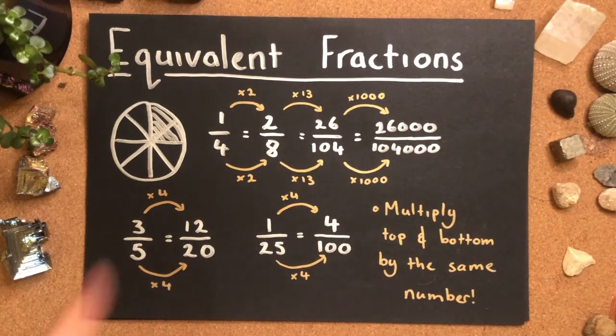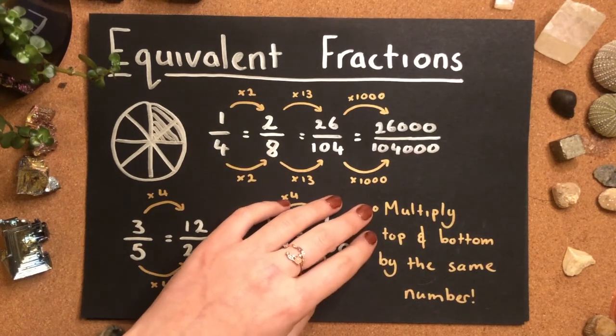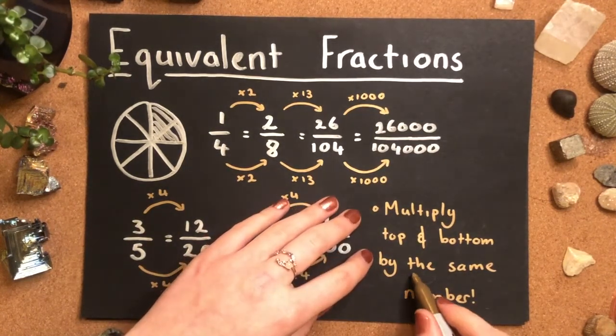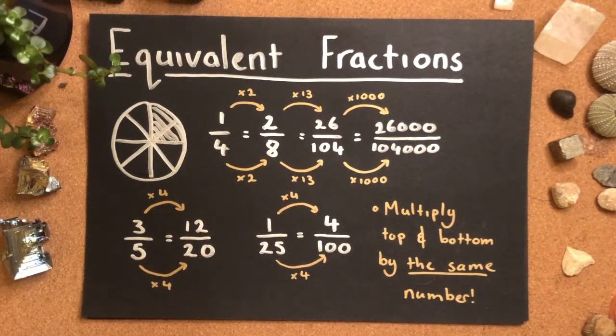So in summary, if you want to make an equivalent fraction, you must multiply the numerator and the denominator, the top and bottom, by the same number. It has to be the same number. Follow that golden rule and you're golden.